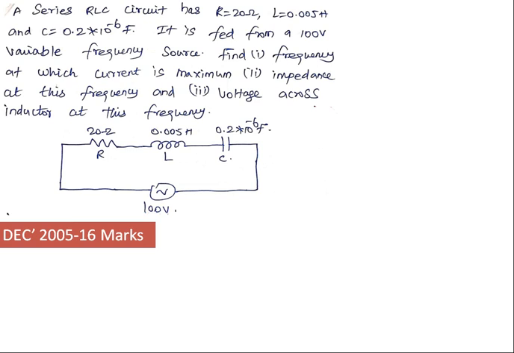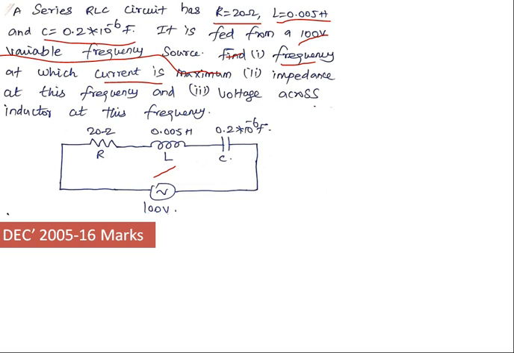First question. A series RLC circuit has R equal to 20 ohm, L equal to 0.005 Henry, and capacitance 0.2 into 10 power minus 6 Farad. It is fed from a 100 volt variable frequency source. That means we are dealing with an AC source. Find the frequency at which the current is maximum. So what is the frequency at which maximum current flows? That is nothing but the resonant frequency.